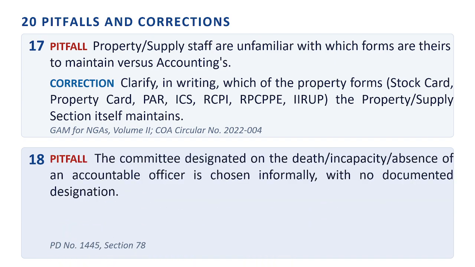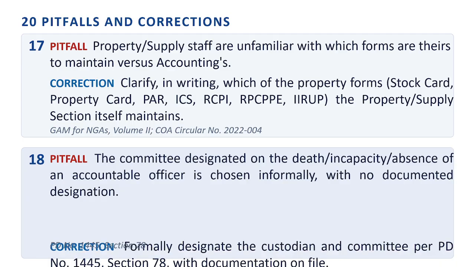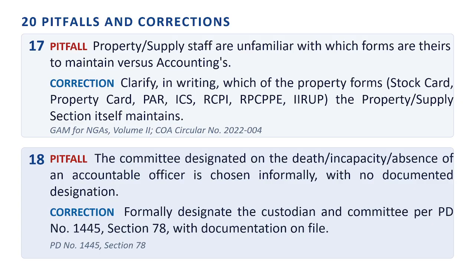Number 18. Pitfall. The committee designated on the death or incapacity or absence of an accountable officer is chosen informally, with no documented designation. Correction. Formally designate the custodian and committee per PD number 1445, section 78, with documentation on file. Next slide.